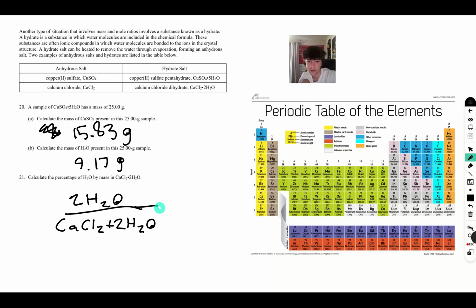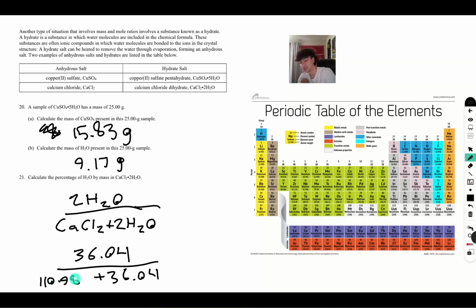H2O is 18.02. So you get 36.04 for the water, plus 36.04. CaCl2, that's 40.08 plus 2 chlorines, which is 35.45 times 2, 70.9. That gives 110.98. Let's do this calculation.